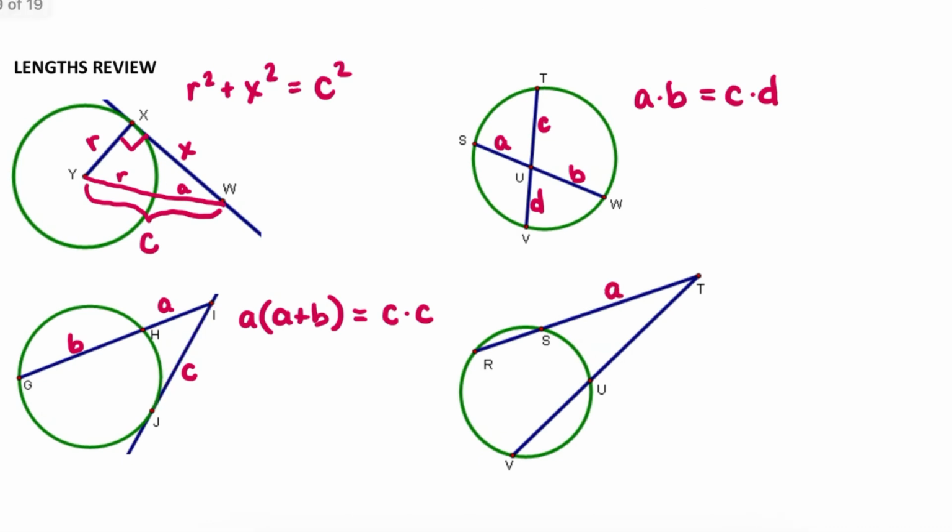Same idea for this last one. We've got an outside and an inside, and an outside and an inside, since they're both secant lines. So we are going to say outside times whole, remember to add, equals outside times whole.